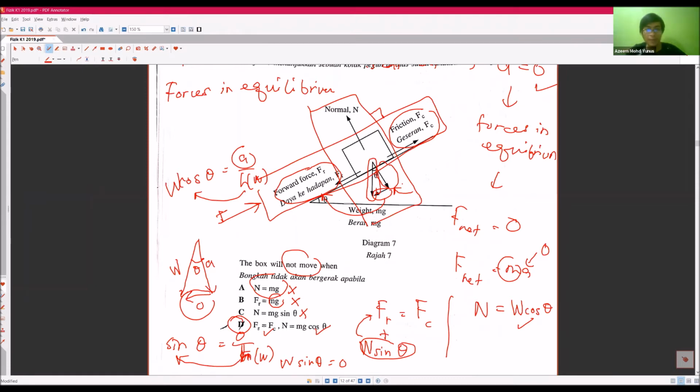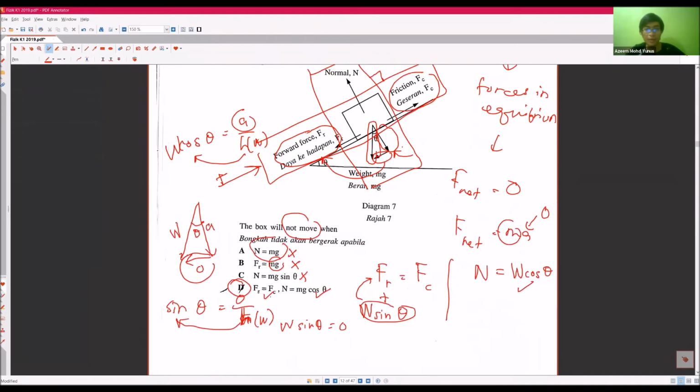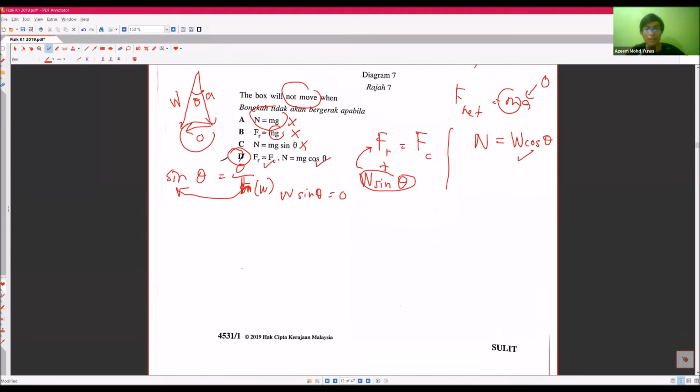Okay, so again, this question is really hard. You must understand the concept of cos and sine and when to use it, and then the concept of net force, the concept of forces equilibrium. So there's so much happening.